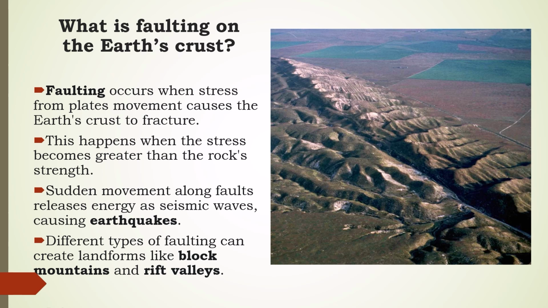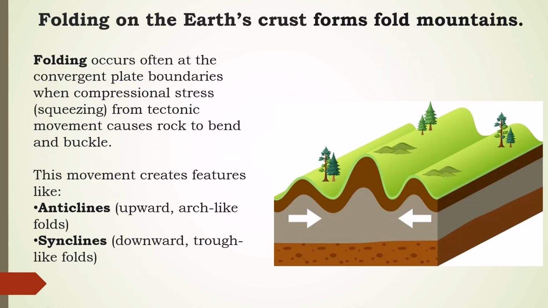Let's understand what is faulting on the Earth's crust. Faulting occurs when stress from plate movement causes the Earth's crust to fracture. This happens when the stress becomes greater than the rock's strength. Sudden movement along faults releases energy as seismic waves, causing earthquakes. Different types of faulting can create landforms like block mountains and rift valleys.